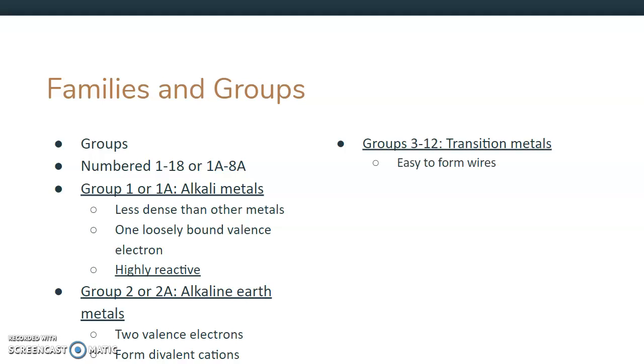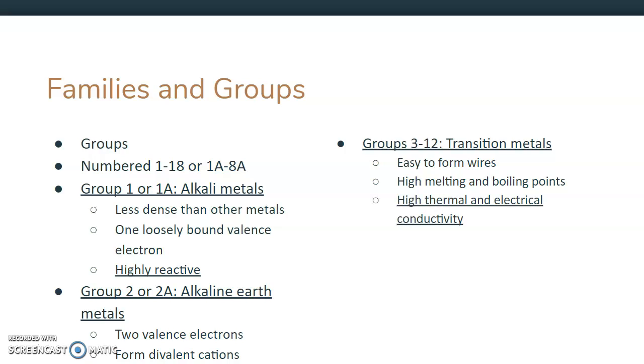They're easy to form in wires or anything else. They're really malleable. So that just means that we can use them for lighting, or maybe if we wanted to make a bed or something. They're easy to use. They have high melting and boiling points, and they have a high thermal and electrical conductivity. So we talked about metals having high thermal and electrical conductivity, and transition metals especially.